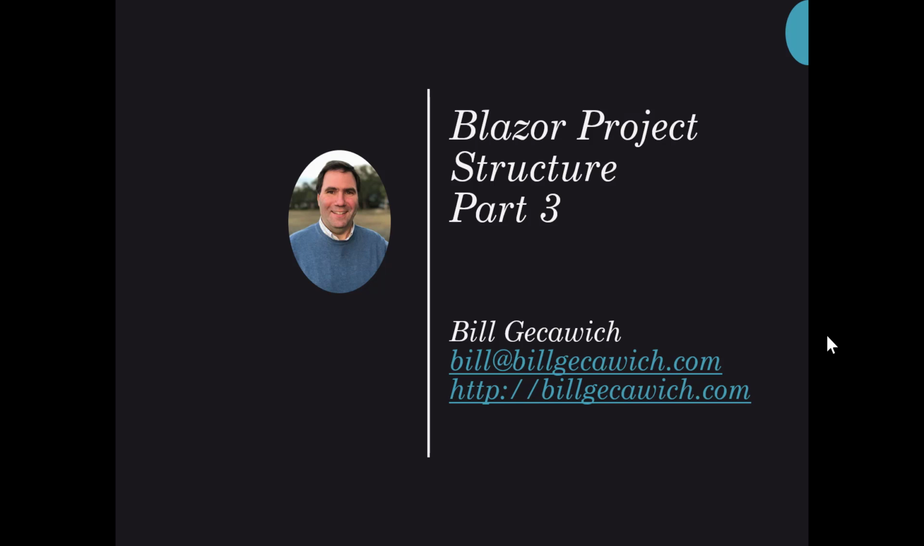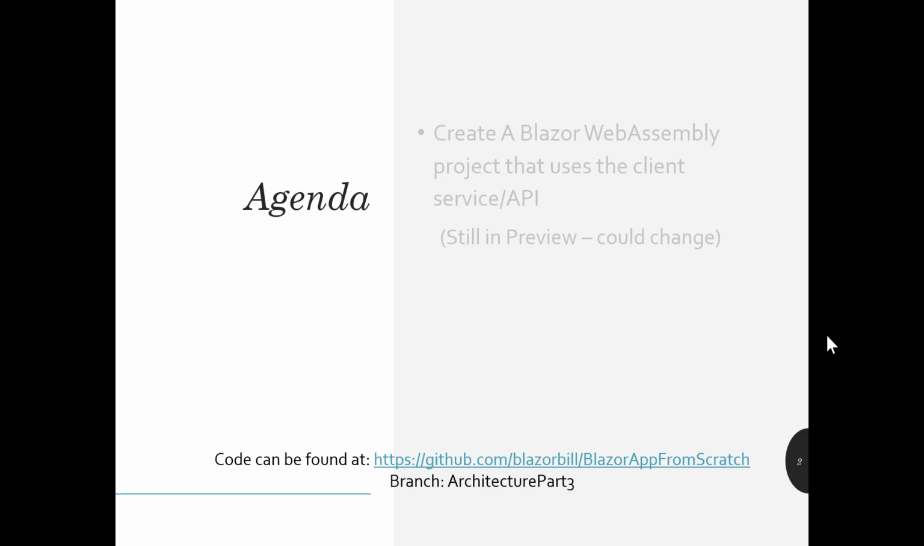As part of Blazor Project Structure Part 3, we're going to do the following. First, we're going to create a Blazor WebAssembly project that uses the client service that we've created that ultimately uses the API that we wrote as part of the server. Now I do have to note WebAssembly is still in preview, so this could change, but the essence of what we're doing should stay the same.